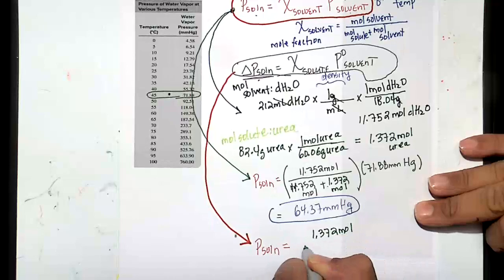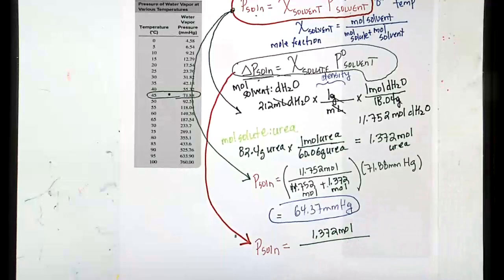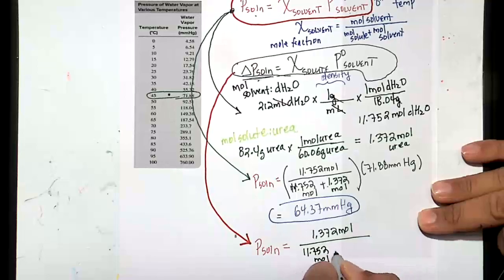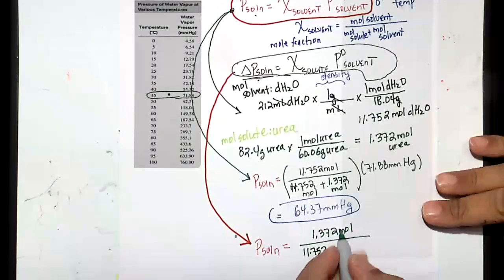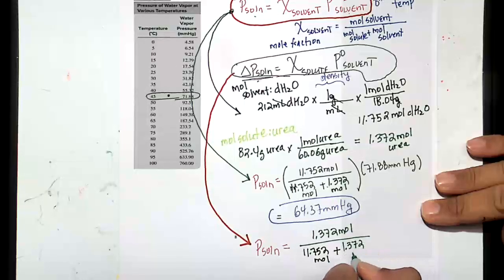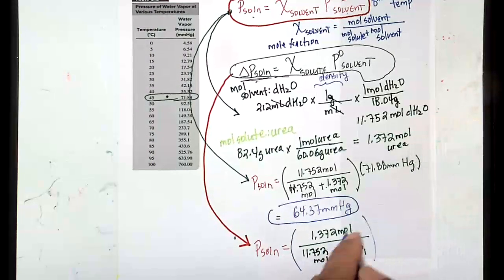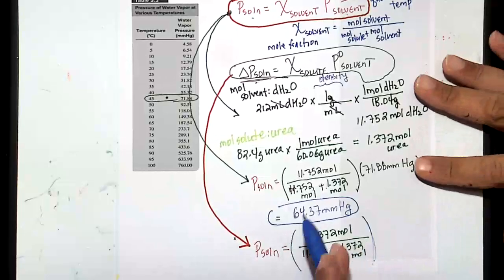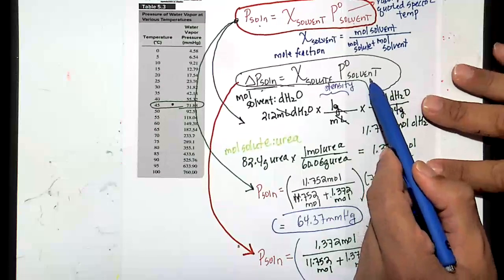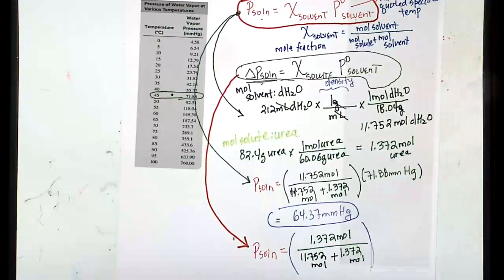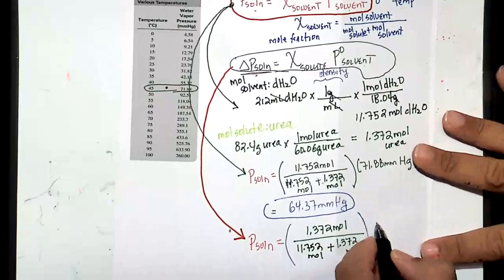Okay, the 1.372 goes in the numerator. What goes in the denominator? Obviously everything goes in the denominator, the sum, which would be 11.752 moles plus 1.372 moles. Actually, I'm glad you did that because I think it will illustrate a good point for us. I see where you wrote it, and I somehow wrote it down wrong 3 times. So, this is my bad. And then what's the vapor pressure of the solvent alone? Okay, 71.88. It's okay. You did it right, actually.